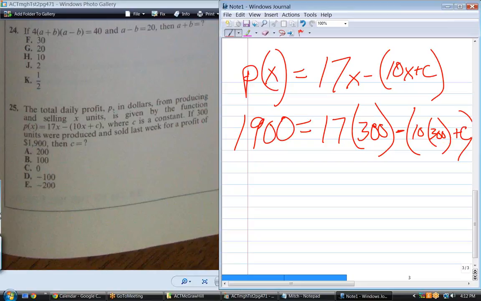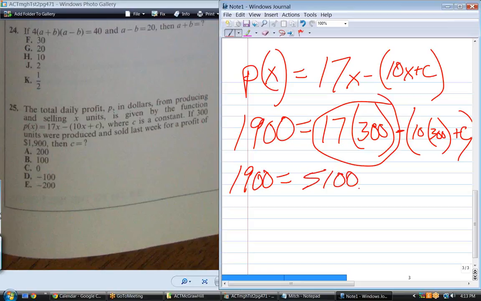Now go through and remove your parentheses. Yep. What's that? You can do that one in your head. What's 3 times 7? Oh, yeah, 21. It would be 51. And remove all of those parentheses and tell me what's left. Minus 3,000 plus C.